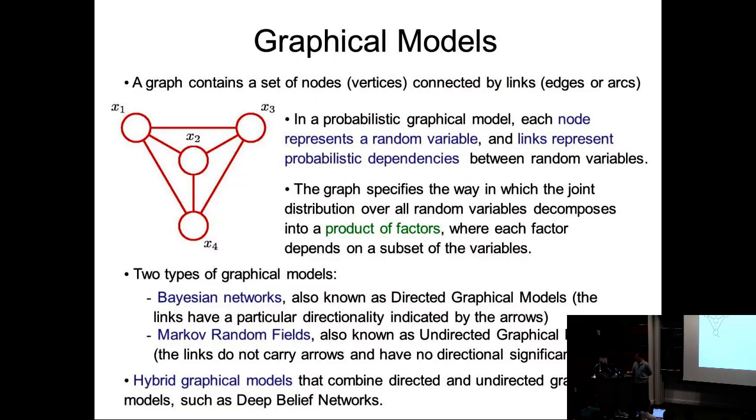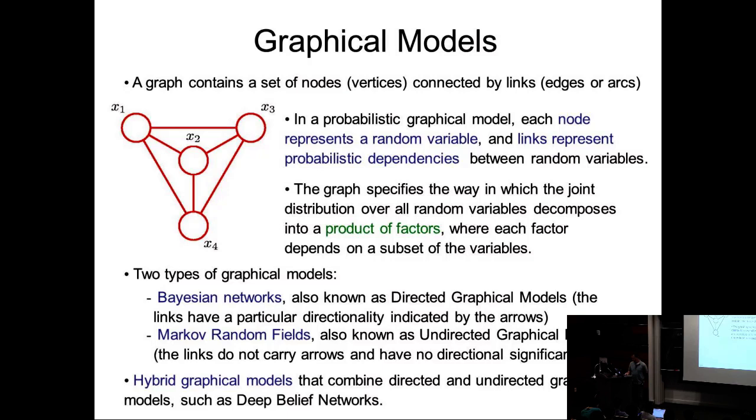Well, it contains a set of nodes, vertices, connected by links, edges. Okay? So it's a bunch of vertices and a bunch of edges. In the probabilistic graphical model, each node represents a random variable. So here we have random variables x1, x2, x3, x4. And links between these variables represent probabilistic dependencies between these random variables, right? So which variables depend on which other variables.